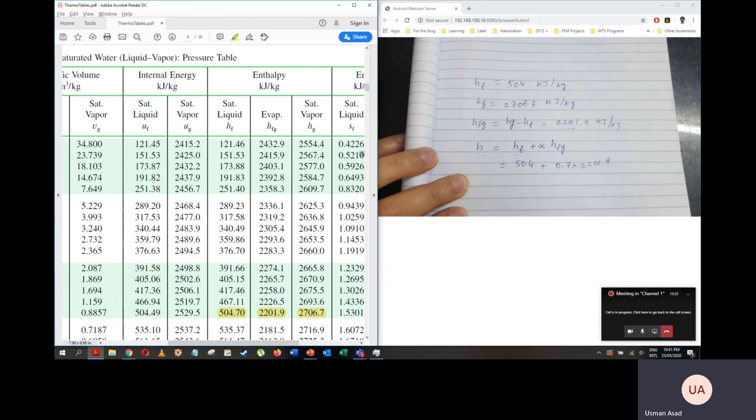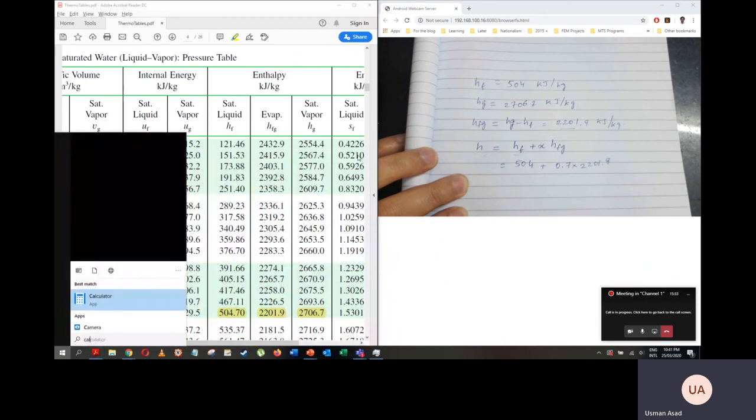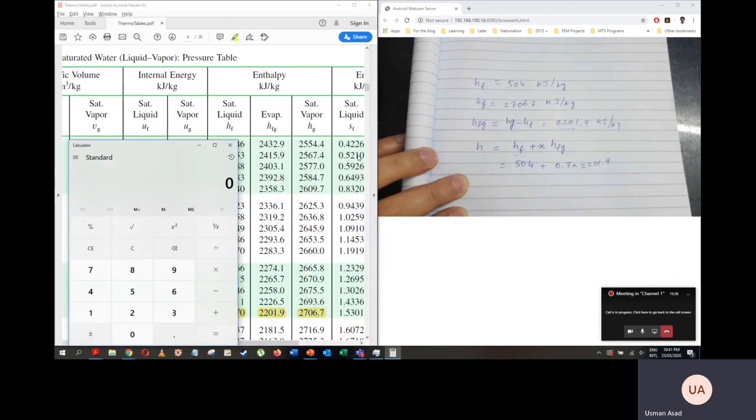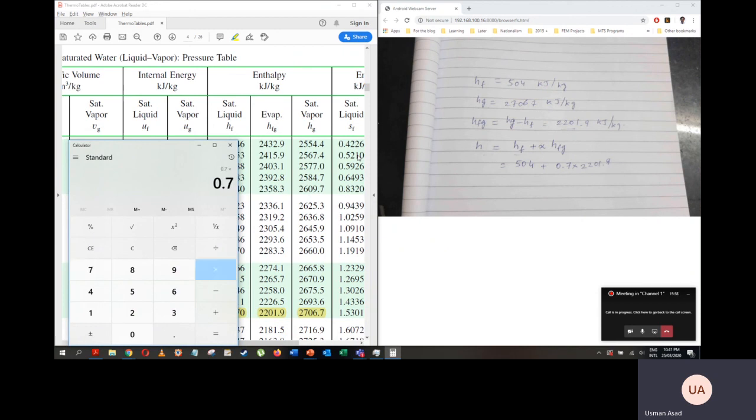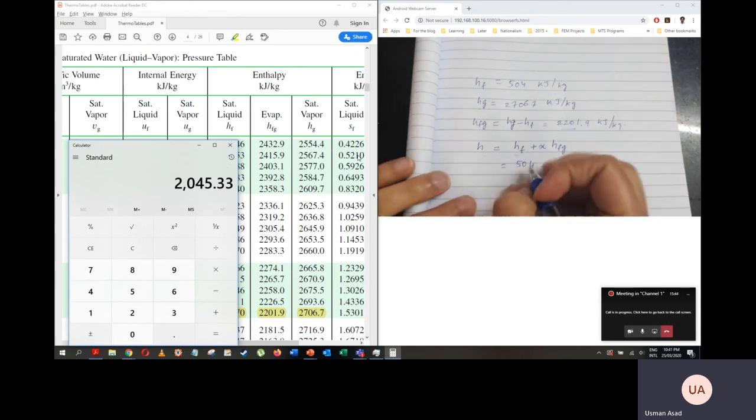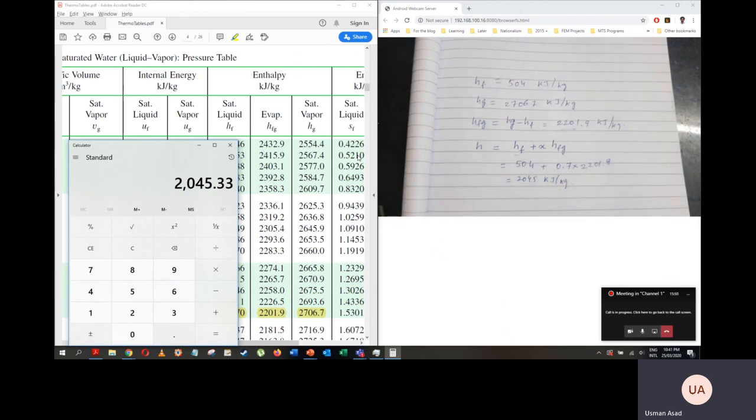Okay, and you can calculate that using a calculator, which you should keep handy. So 0.7 into 2201.9 is this much, and just add 504, right? तकरीबन 2045 kilojoules per kg, right? So if you move 70% of the way from 500 to 2700, you get to 2000. The numbers make sense. Okay.